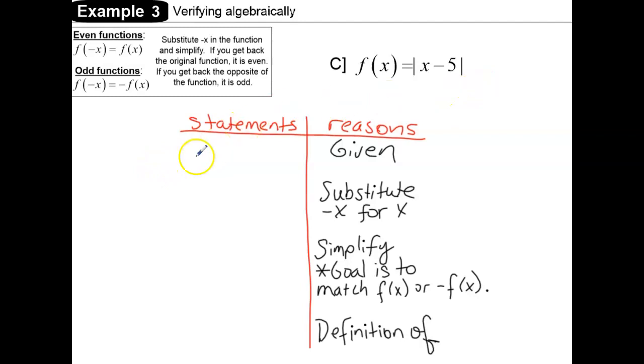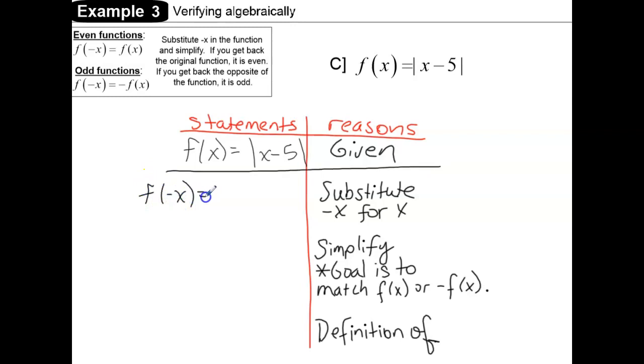Okay, so welcome back, and starting with our given information in line 1 of our proof, f of x is equal to the absolute value of the quantity x minus 5. Then in step number 2, we're going to substitute a negative x in for all the x's we see. So the absolute value of negative x minus 5.